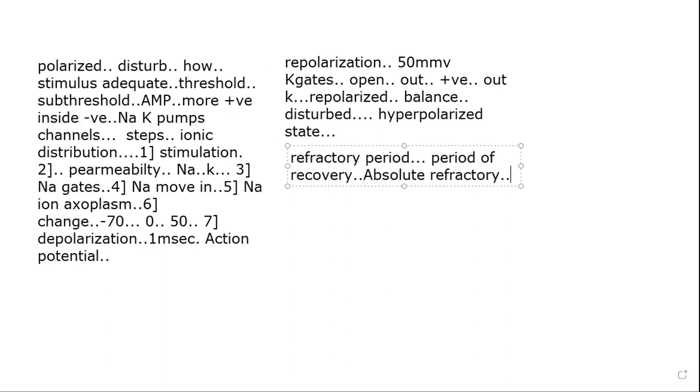Now, this was all about active transport. Let me go to the slide, let me go to the presentation, and then let us see what we have in the presentation.